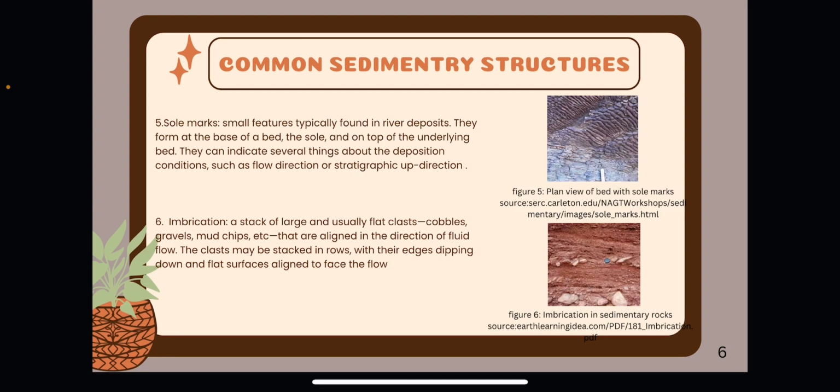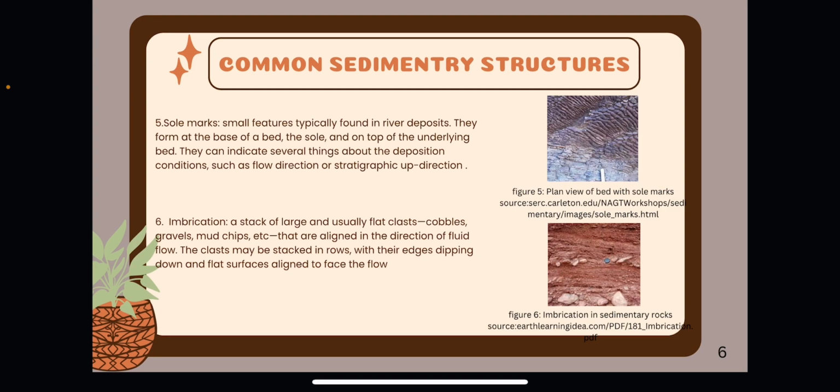The fifth sedimentary structure is sole marks, which are small features that are found in the bottoms of sedimentary layers, including flute casts and tool marks. They are often formed by turbulent flow and can indicate the direction of current flow, and they are commonly found in deep sea environments.